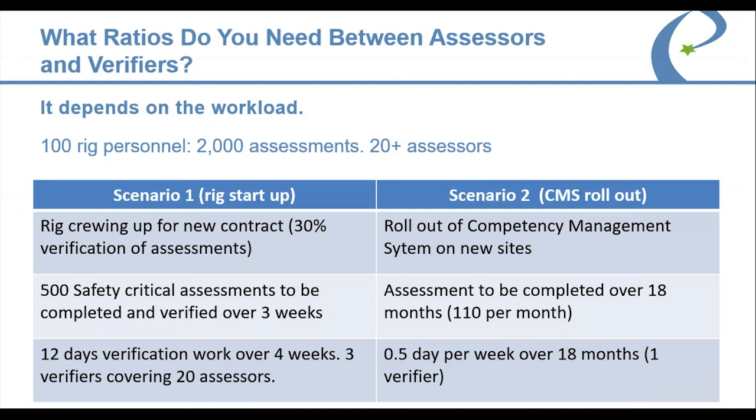Let's look at scenario 2 for a competency management system rollout. So the assessments to be completed over 18 months, there's roughly about 110 assessments coming in per month. This will be a half day per week for the verification over an 18-month period. So you'll just require the 1 verifier.